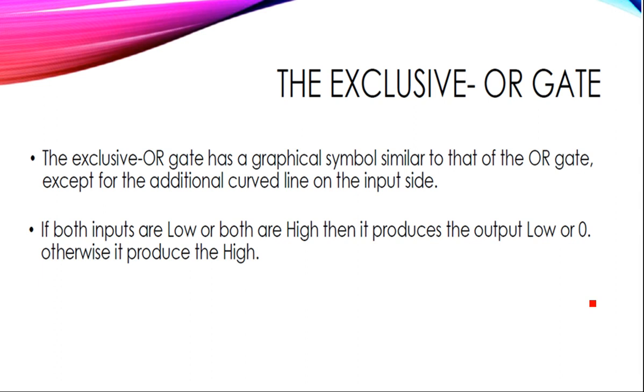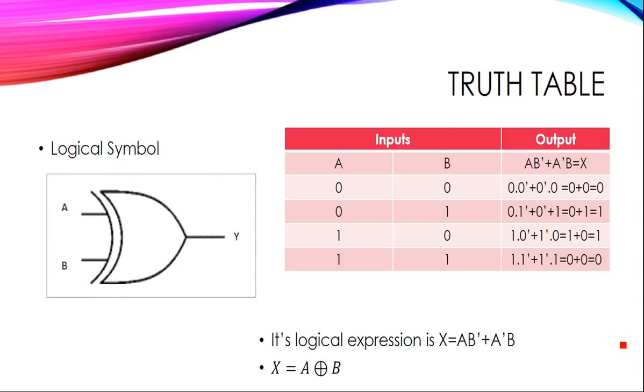Next, exclusive OR gate. The exclusive OR gate has a graphical symbol similar to that of the OR gate, except for the additional curved line on the input side. And if both the inputs are low or both are high, then it produces the output low or 0. Otherwise, it produces the high output. Let's see the symbol and truth table. So this is the logical symbol of the exclusive OR gate. It is similar to the OR gate, but at the input side there is a curved line.